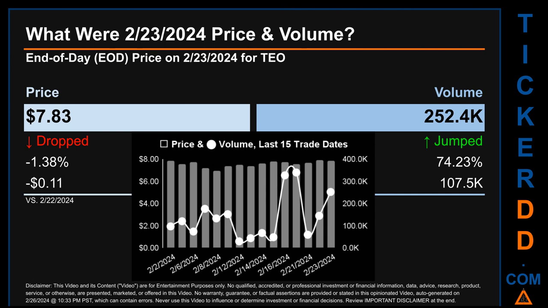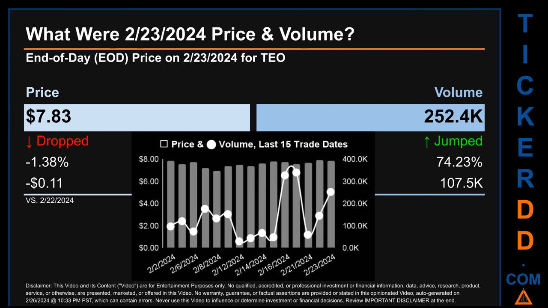What was end of day price and volume for TEO? On Friday, February 23, 2024, TEO had an end of day price of $7.83 and volume of about 252,400. Compared to the previous trading day, the price dropped 1.38%, losing 11 cents, while volume jumped 74.23%, increasing about 107,500.